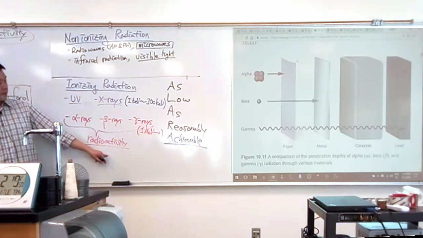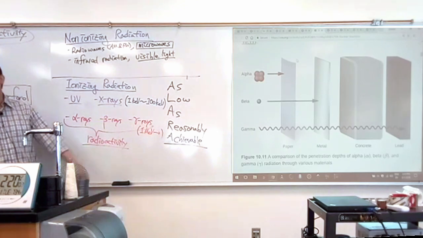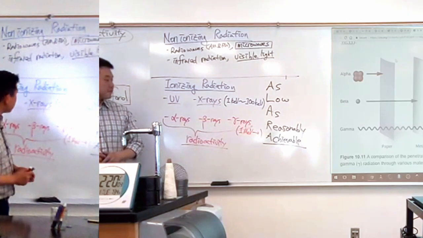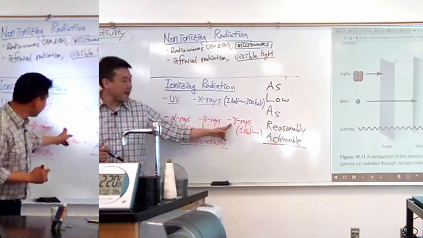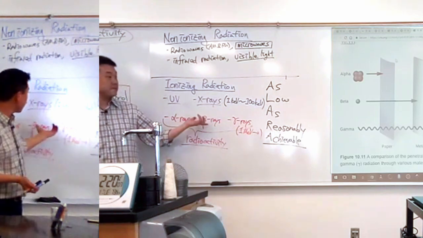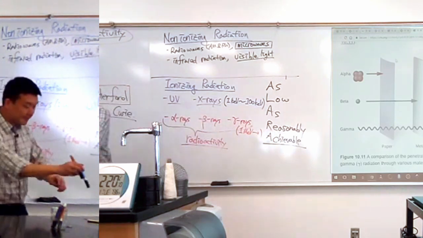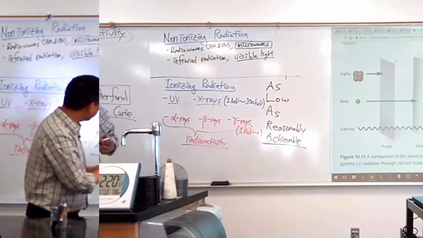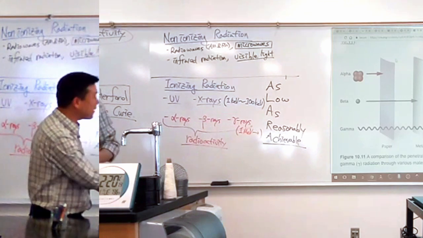Oh wait, I kind of gave away the punchline. So these alpha, beta, and gamma rays were given these names for a reason. And this is the picture that illustrates why they are categorized that way.